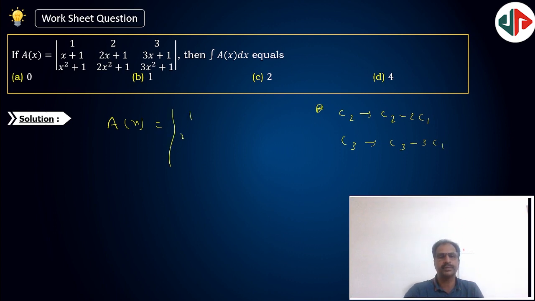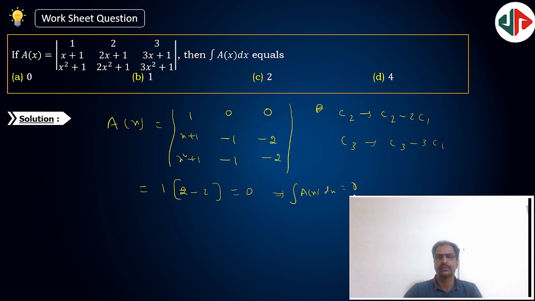So the first column will remain as it is. C2 minus 2C1 gives 0 here, minus 1 here, minus 1 here. C3 minus 3 times C1 gives 0, minus 2, minus 2. If you expand, then 1 into 2 minus 2. A of x is 0, therefore the integral of A of x dx is also 0. Option A.